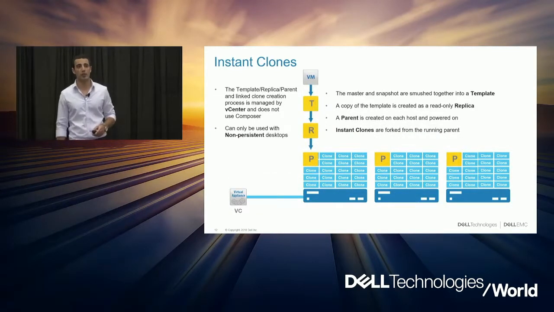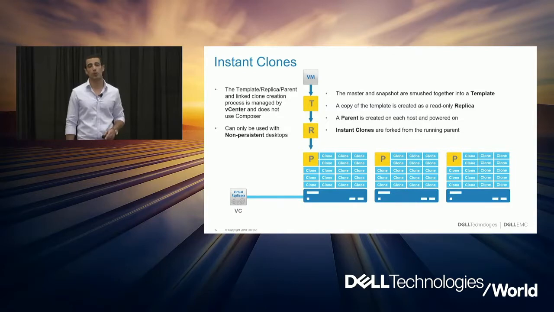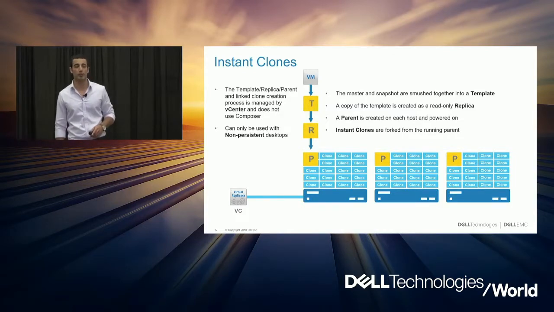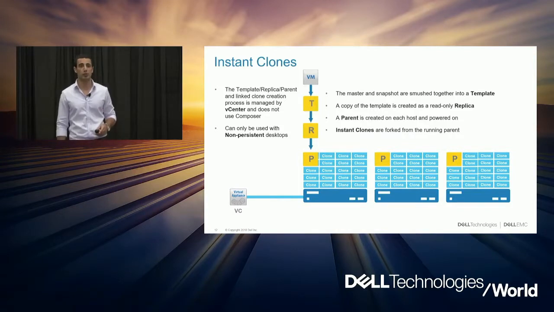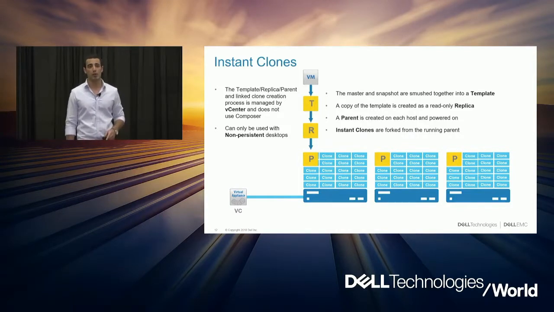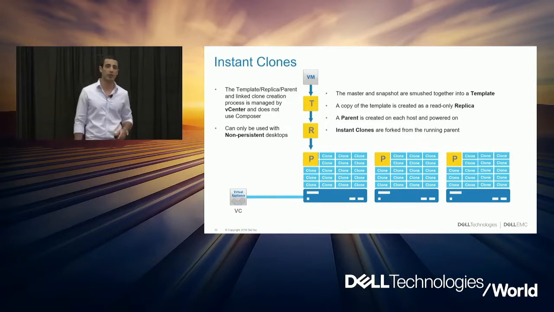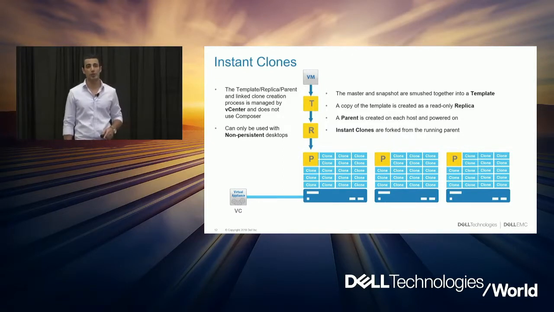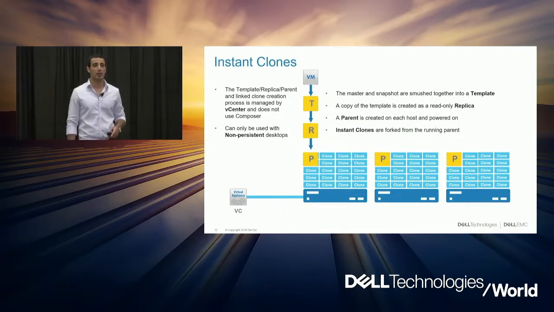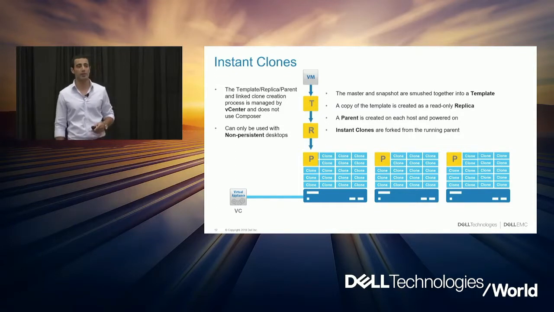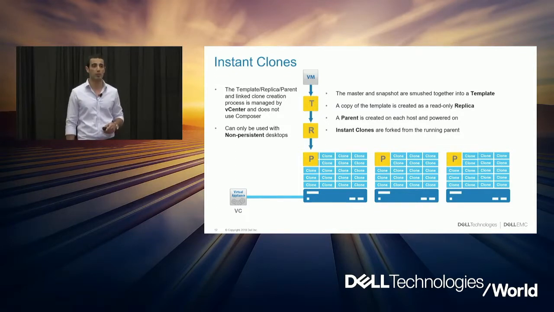The next cloning type is instant clones, which is known as VMware Fork projects. In this type of cloning, the master and the snapshots are smashed together into a template. A copy of the template is created as a read-only replica. A parent machine is created on each host and powered on, and then the instant clones are forked from a running parent virtual machine. The template, the replica, the parent and the clone creation process is managed by vCenter and doesn't require the Composer.